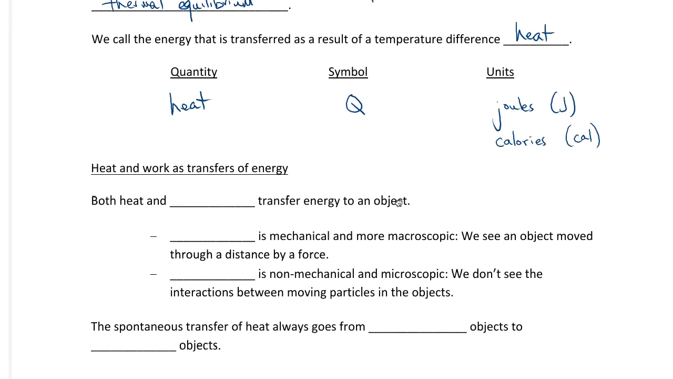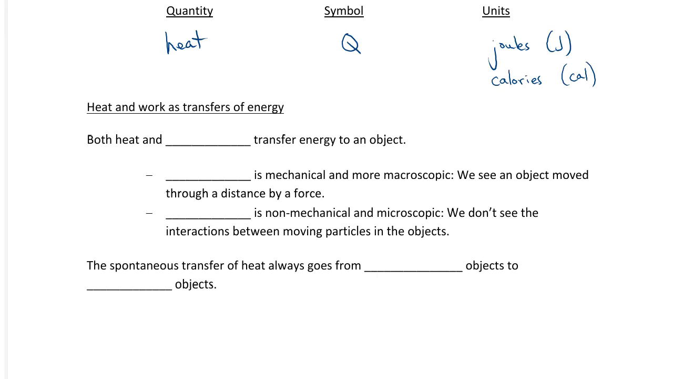Now, we've already seen another kind of transfer of energy. I've just said that heat is a transfer of energy that occurs as a result of a difference of temperature, but we've also seen that work is a transfer of energy as well. When you exert a force through a distance, you're transferring energy, you're doing work. But work is more macroscopic, larger scale, and it's more mechanical. We can see an object that's moved through a distance by a force.